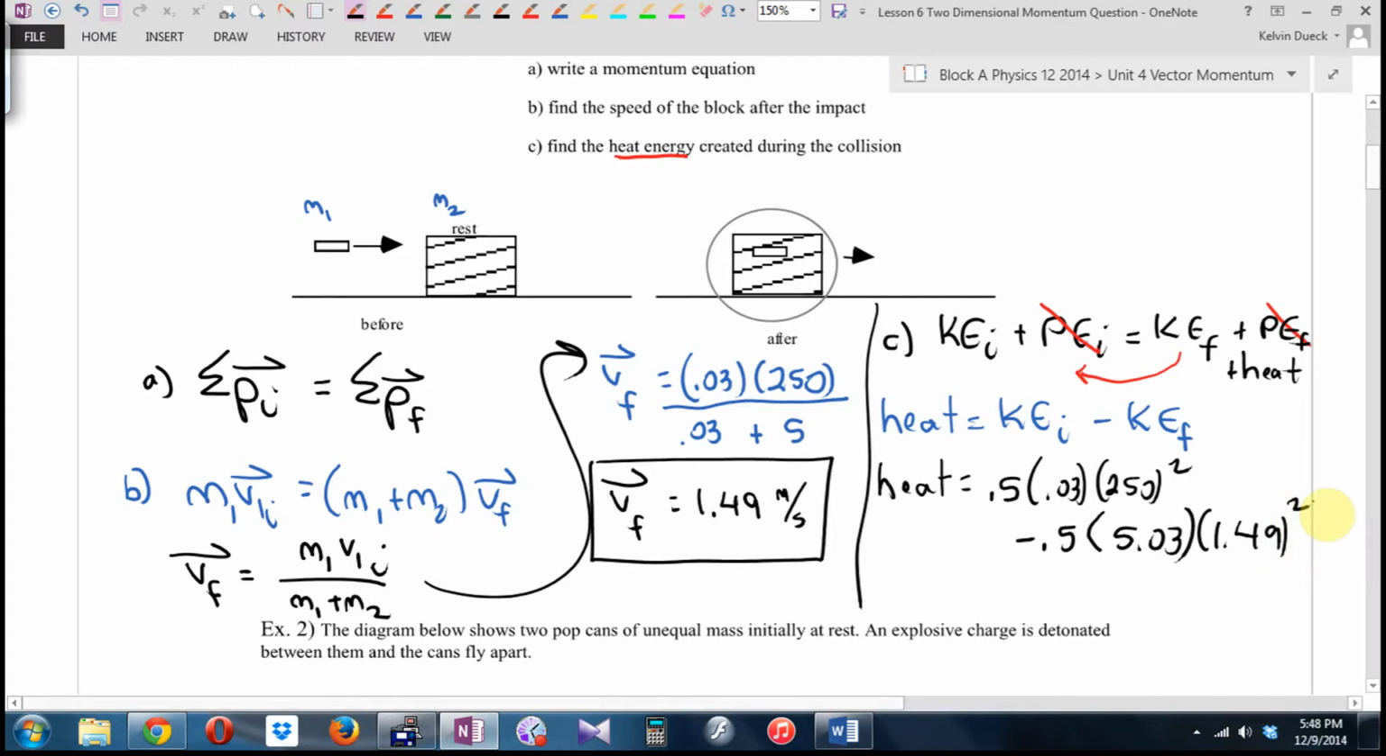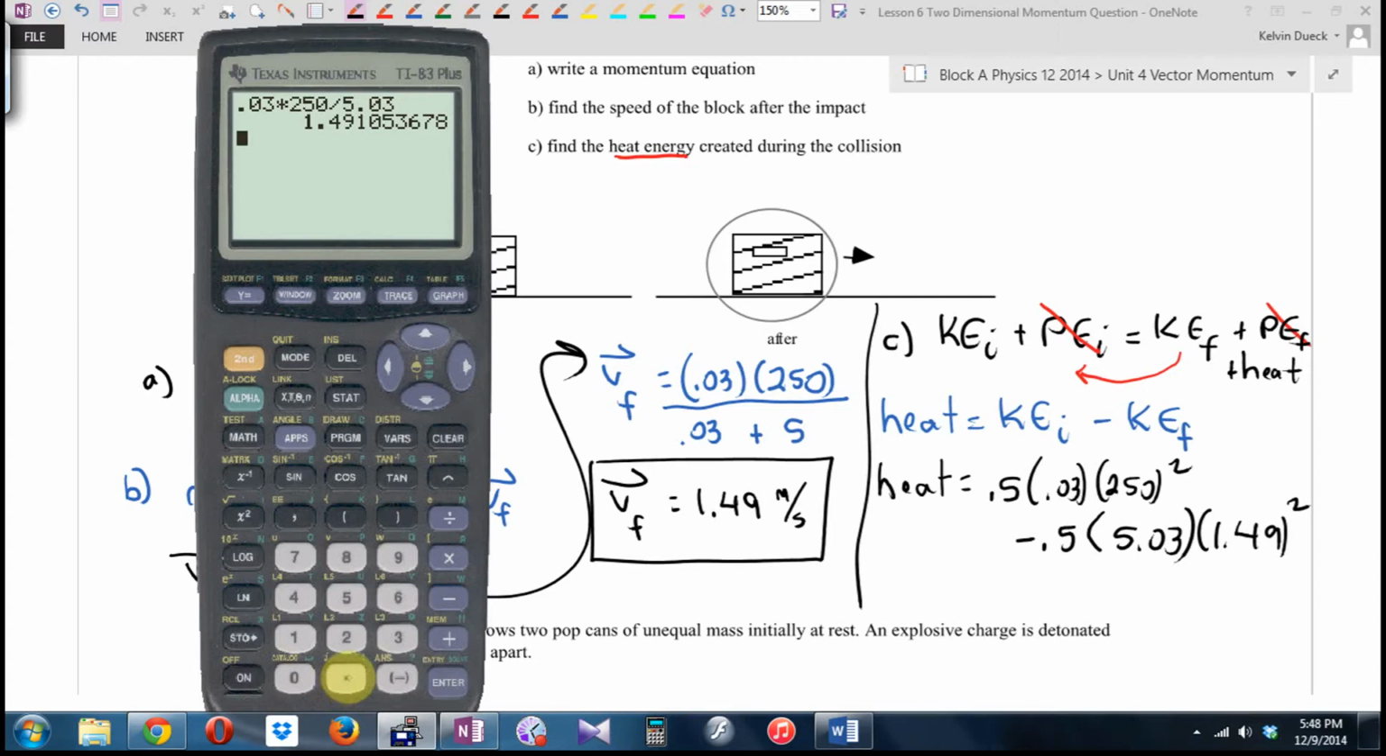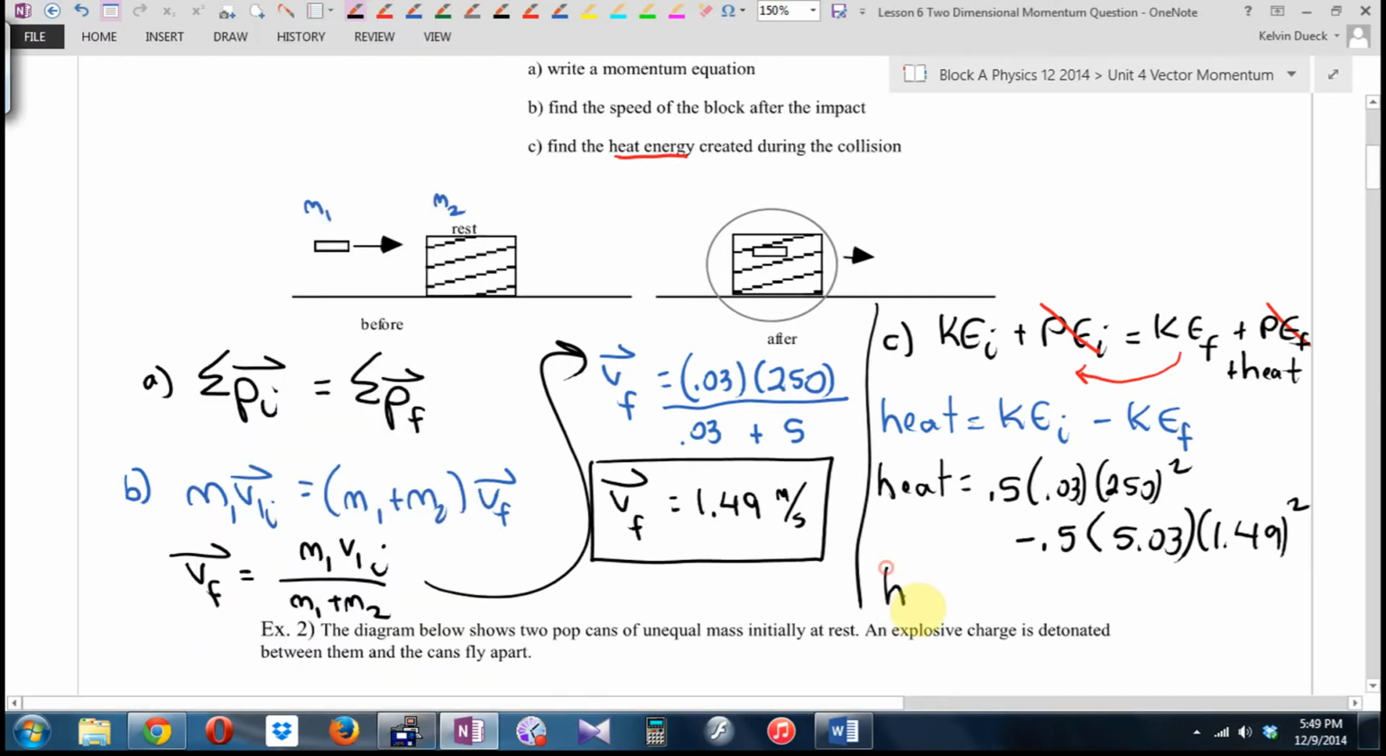And this is why momentum is so nice. It allows us to calculate how much energy was lost fairly easily. Yes, it's a vector. It's trickier that way. 0.5 times 0.03 times 250 squared, minus 0.5 times 5.03 times the answer squared. I get 932 joules. Let's do it in red, since it's heat. Heat equals 932 joules. That's how much heat was generated during this collision.